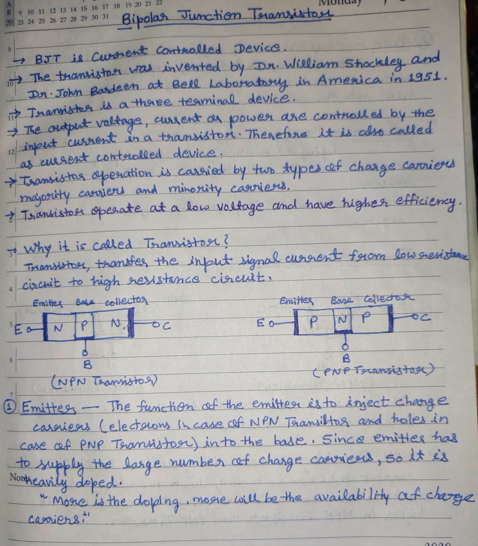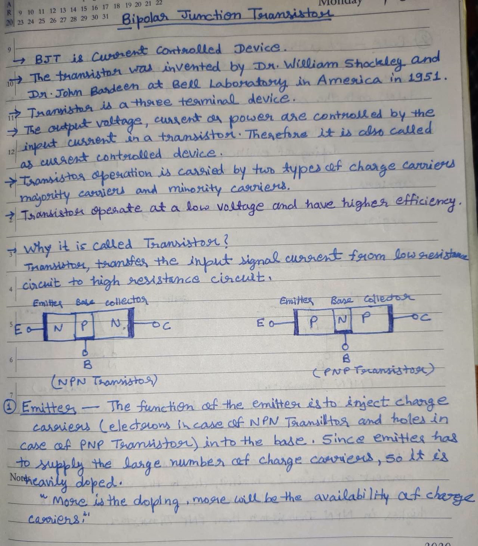As we know, there are two types of transistor: NPN transistor and PNP transistor. This is the diagram for NPN transistor and PNP transistor. Transistor is a three-terminal device: emitter, base and collector. Now we will discuss the emitter.